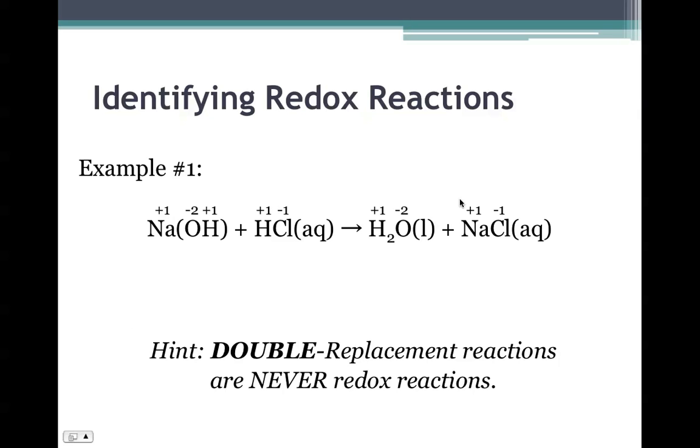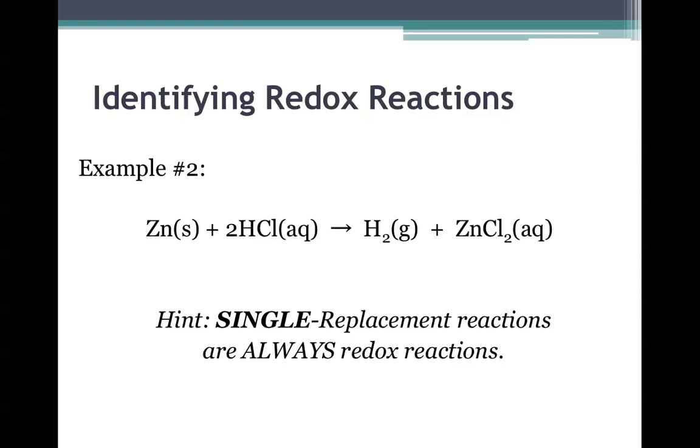But here I've assigned oxidation numbers to everything, and we can see that none of the oxidation numbers change. Na stays +1, oxygen stays -2, hydrogen stays +1, and Cl stays -1. There's no change in oxidation numbers, so this isn't a redox reaction. So double replacement reactions, for our purposes, are never going to be redox reactions. However, single replacement reactions will always be redox reactions.